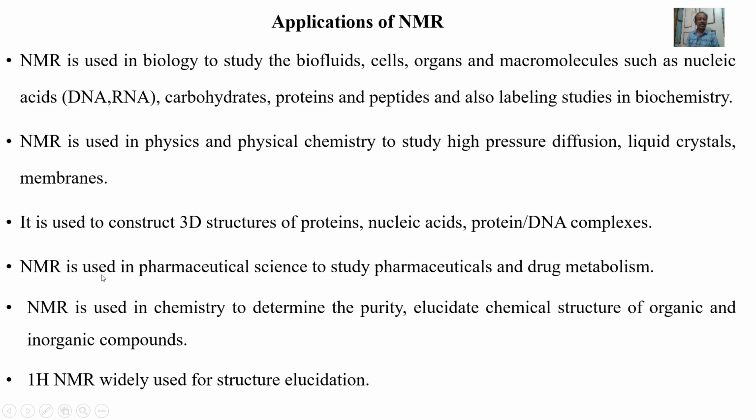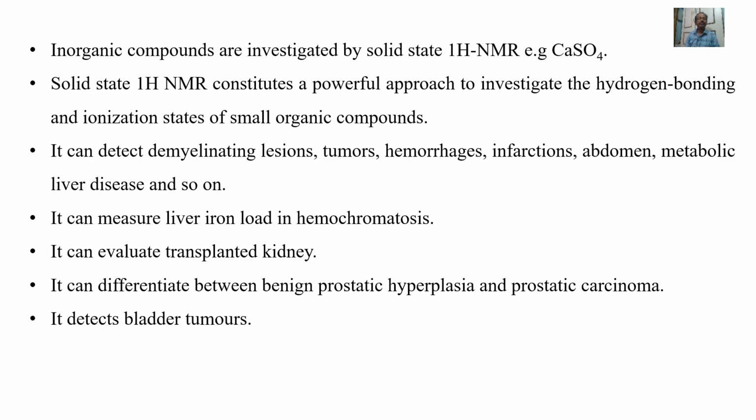NMR is used in pharmaceutical science to study pharmaceuticals and drug metabolism. NMR is used in chemistry to determine the purity and elucidate the chemical structure of organic and inorganic compounds. Proton NMR is widely used for structure elucidation. Inorganic compounds are investigated by solid-state proton NMR, for example, CaSO4. Solid-state proton NMR constitutes a powerful approach to investigate the hydrogen bonding and ionization states of small organic compounds.